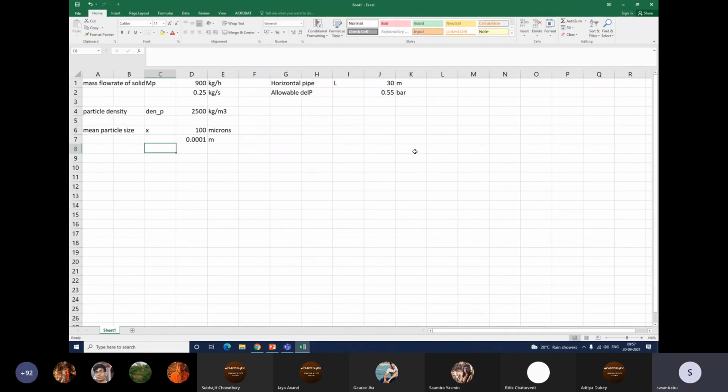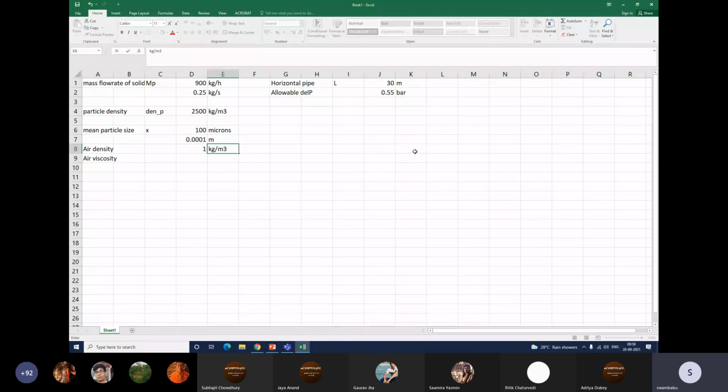So properties of air, they said air is used as a gas to blow the particles. The air density we can use is not specified, so I will use the standard air density and air viscosity. Air density is often referred to as 1 kg per meter cube. If they don't specify, you can use it.